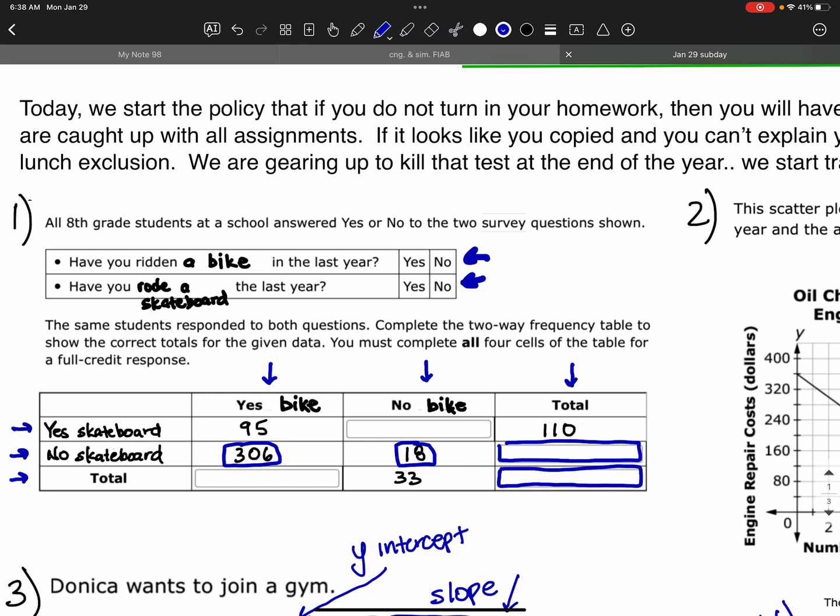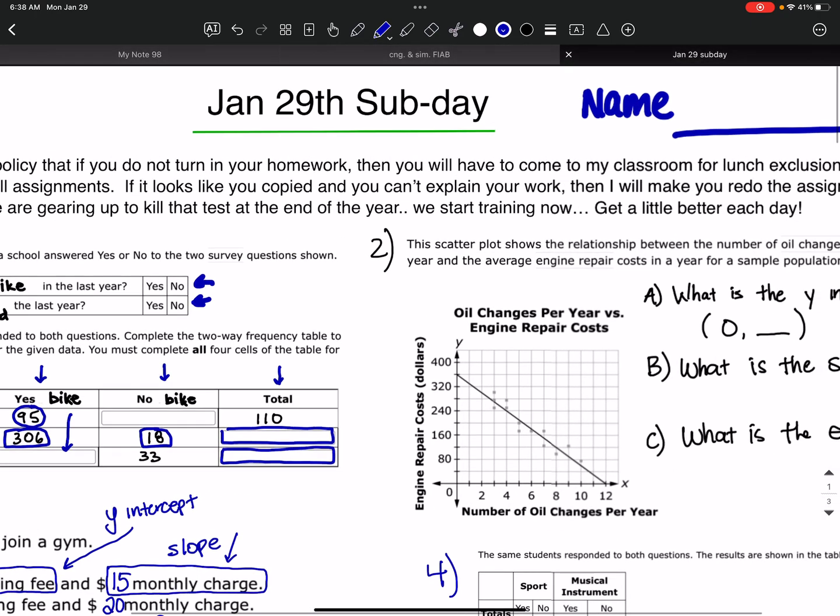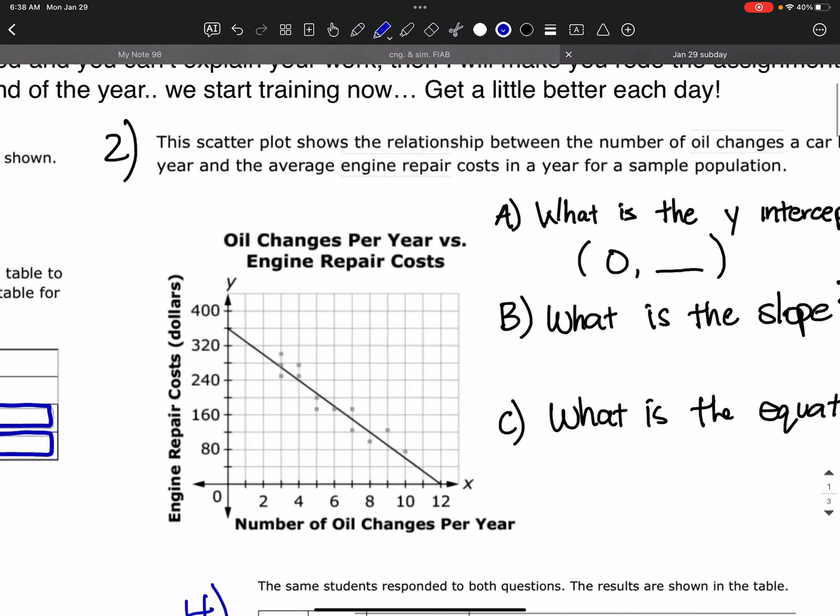So for people who have ridden a bike, 95 of them have not ridden a skateboard, 306 of them have ridden a skateboard. So how many total people have not ridden a bike or have ridden a bike? So basically you're just adding up down and adding up sideways. All right, this one, number two.